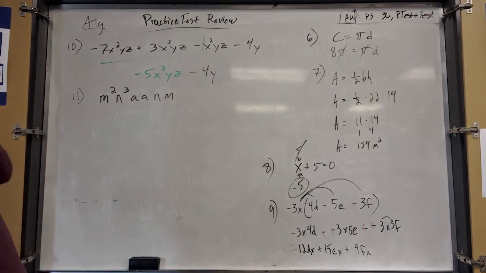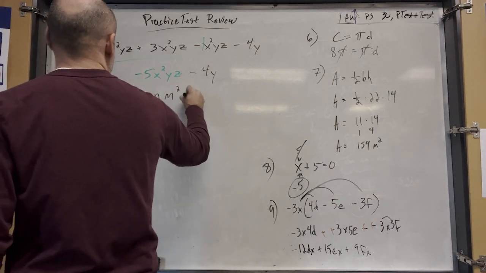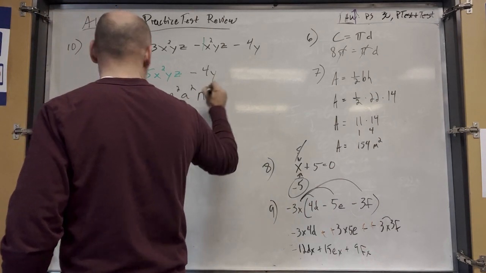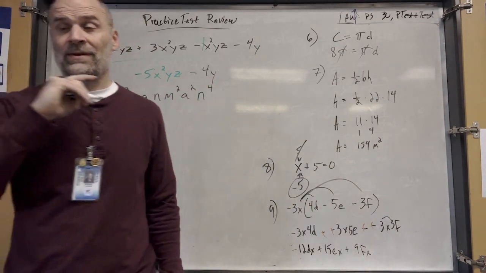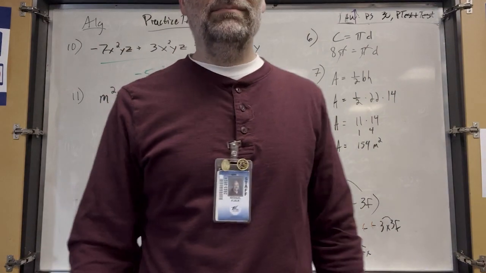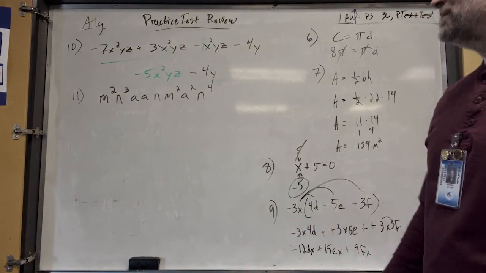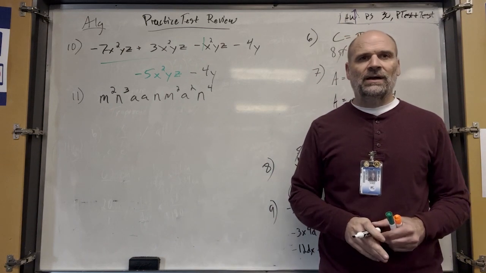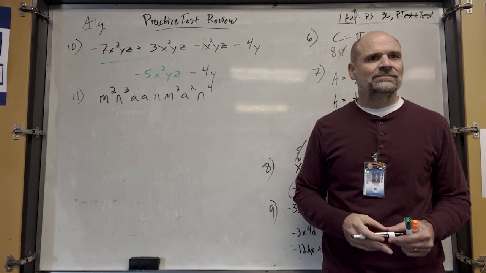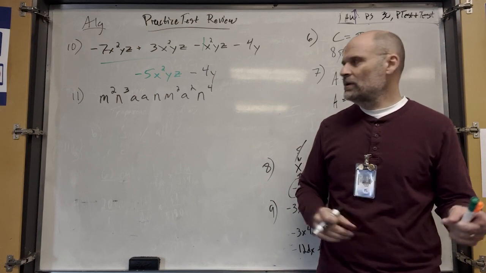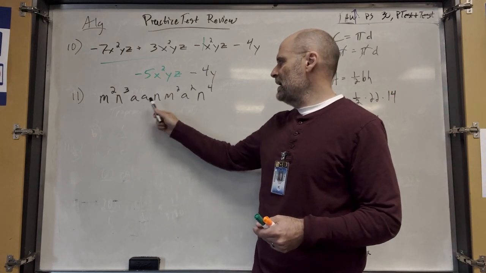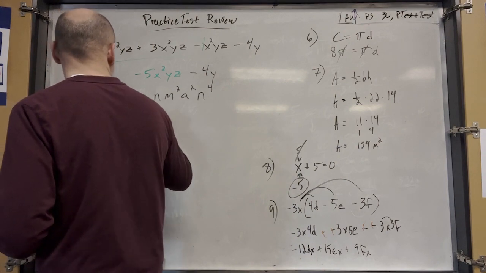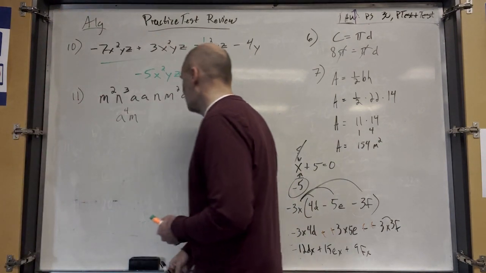M to the second. A squared, n to the fourth. Why do they put m's and n's in the same problem? That messes with my head, my eyes. It's new math. Okay, so how many total a's are being multiplied? 4? Yeah, a. Okay, so a to the fourth. Now let's do the n's next because it's alphabetical order.